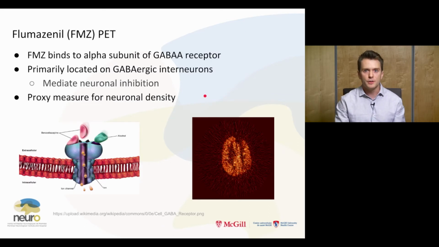Now, the type of PET that we used in this particular study is flumazenil PET, or rather the radiotracer is called flumazenil. And flumazenil is interesting because it binds to the alpha subunit of the GABA A receptor, which is located primarily on GABAergic interneurons. And this is useful because it's a proxy measure for neuronal density, because these interneurons are more or less evenly and uniformly distributed through the brain. So by using flumazenil, we essentially get a proxy measure for neuronal density.